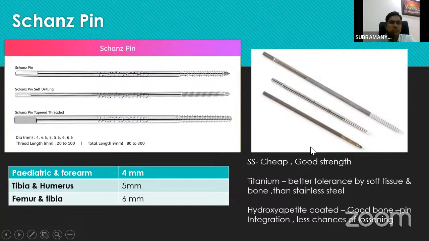The stainless steel is cheap. It provides good strength. The titanium comparatively has a better tolerance for the soft tissues and bones than stainless steel. Hydroxyapatite has a good bone pin integration. If you are going to use the fixator for more than a year, and if the bones are very osteoporotic and the patient can afford it, then you can go for hydroxyapatite coated pins because there is less chance of loosening.